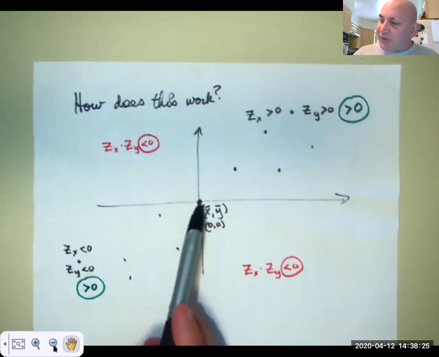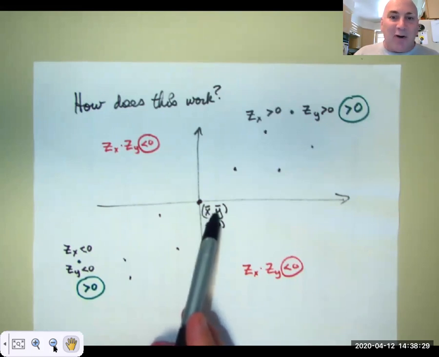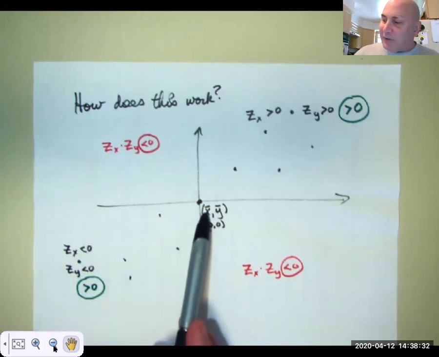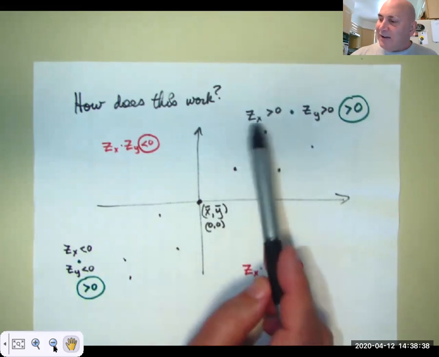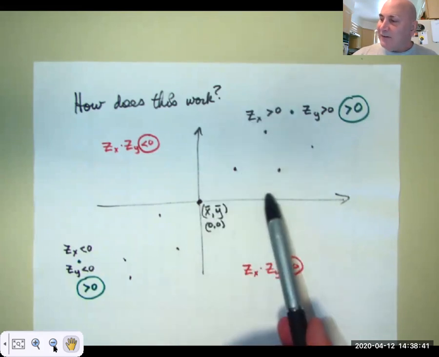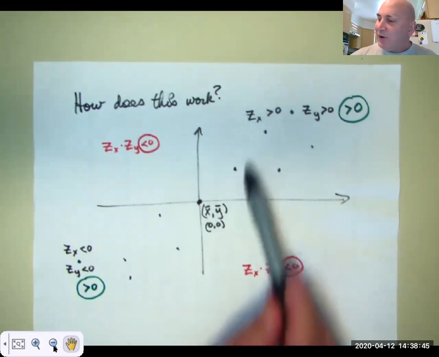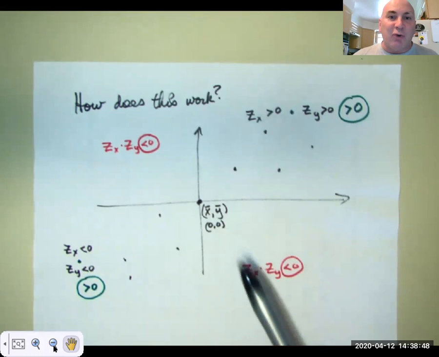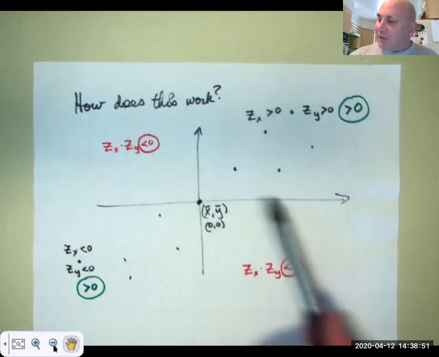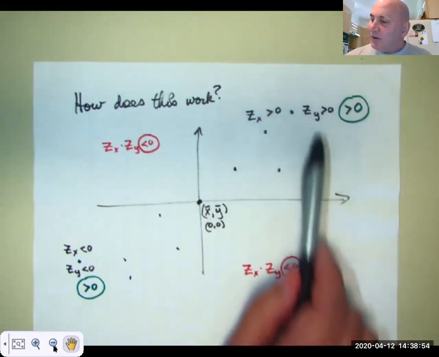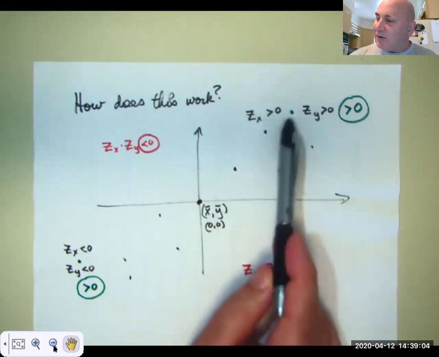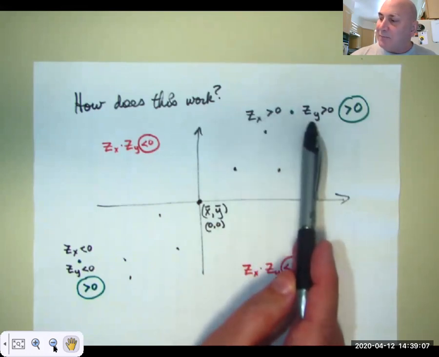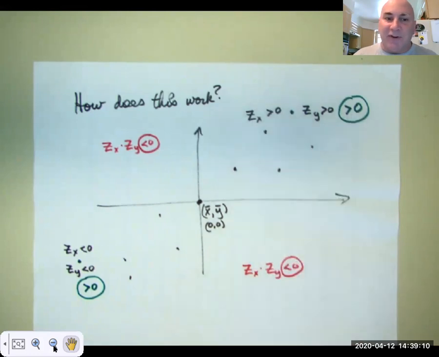Think of putting a new set of coordinate axes on the point x bar, y bar, which is the average of the x's and the average of the y's. Now, anything above and to the right of that, your z-score is going to be positive. Anything to the right of this point, your z sub x is going to be positive because it's greater than the mean. Anything above the x-axis, z sub y is going to be positive because the y-coordinate is above the mean of the y's. So here, the z-scores for x and y are both greater than 0, so when you multiply them, you get a number greater than 0.